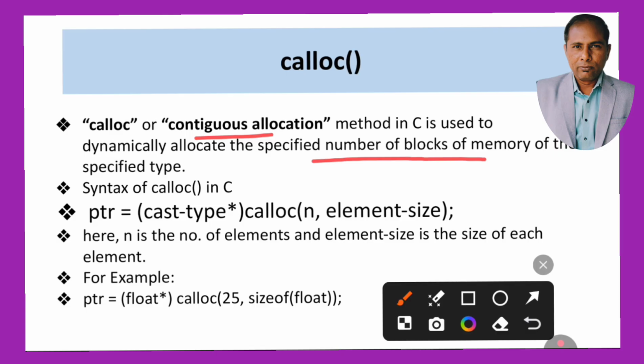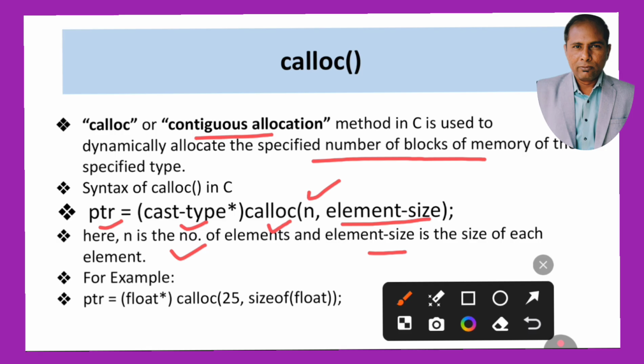So what is the syntax of the calloc? The syntax of the calloc is the same. That is, we are making a pointer, we are writing the data type, then the cast type. Then we will write calloc. We will be writing the number of blocks and the size of one element. For example, we want to allocate n number of data. Then we will be writing the element size of each element.